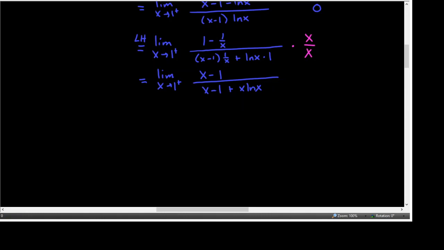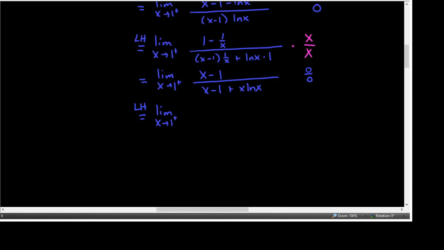Okay, so try substitution. 1 minus 1 is 0, 1 minus 1 is 0, plus 1 times 0 is 0, so that adds up to be 0, and so we can use L'Hopital's rule again. Remember, we can use it repeatedly. As long as we're getting 0 over 0 or infinity over infinity, you can use L'Hopital's rule.